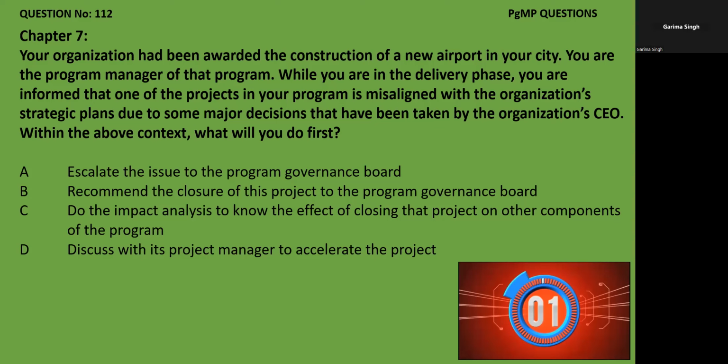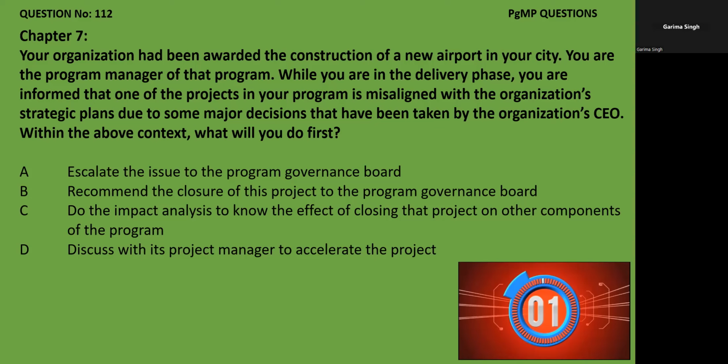Within the above context, what will you do first? Your organization had been awarded the construction of a new airport in your city. You are the program manager of that program. While you are in the delivery phase, you are informed that one of the projects in your program is misaligned with the organization's strategic plans due to some major decisions that have been taken by the organization's CEO. Within the above context, what will you do first?